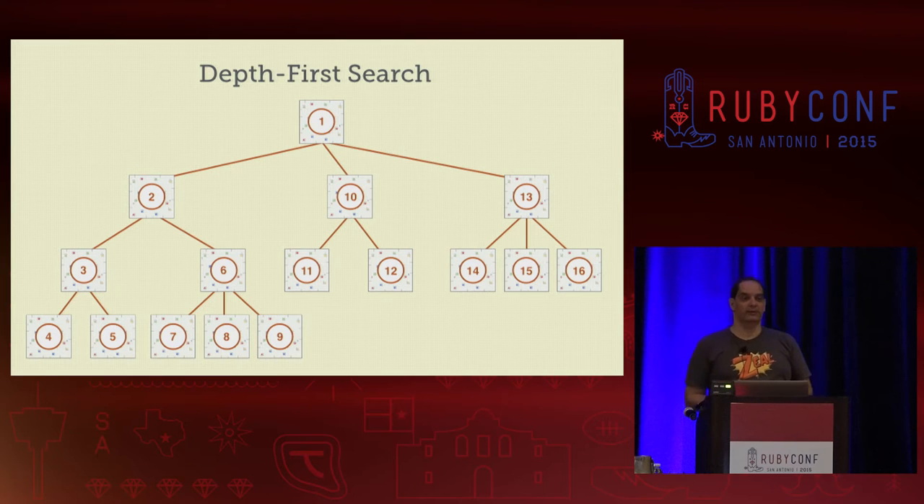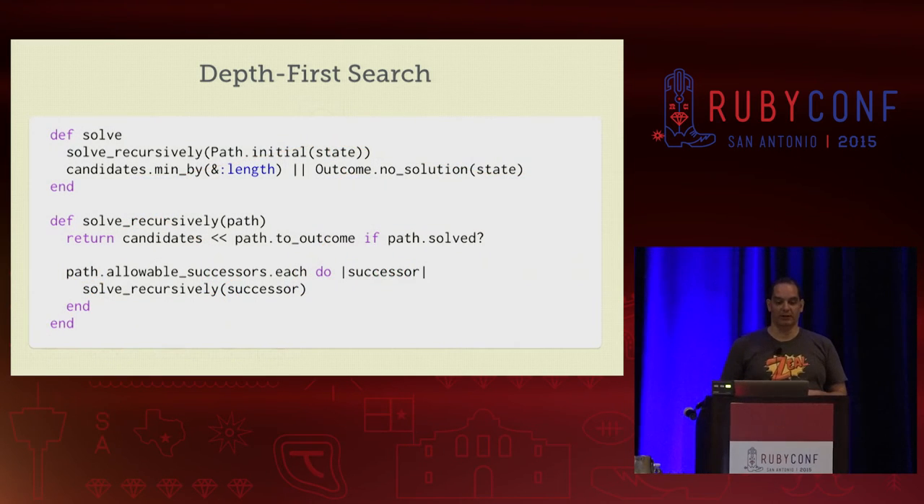Typically, depth-first search is implemented using recursion, and that might look something like this. You don't have to super understand the code, but I wanted to show it for people who are more interested. So I have a solve method that generates the initial state, or a path from the initial state, and then solves that recursively, which builds up a list of candidates. And then you go through all the candidates and find the shortest one, so the smallest by length. And if you don't find one, then just return that there's no solution.